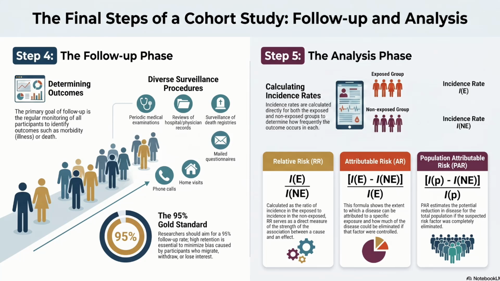The second measure is attributable risk, which estimates the amount of disease among exposed individuals that can be attributed directly to the exposure. This measure helps quantify the public health impact of removing a specific risk factor. The third measure is population attributable risk, which estimates how much disease could potentially be prevented in the entire population if the exposure were eliminated. These measures are fundamental in epidemiology because they guide prevention strategies and health policy decisions.